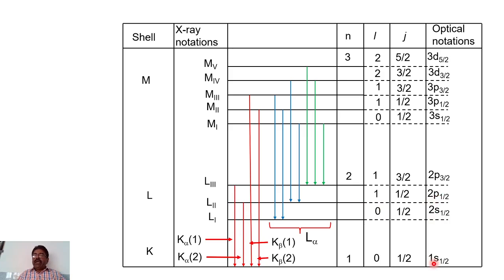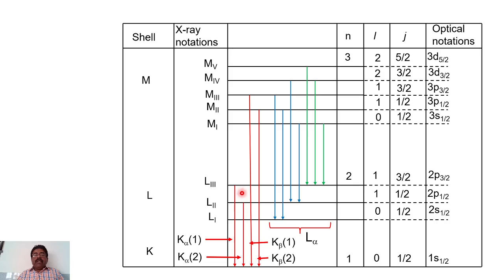See here, P to S, P to S. Therefore, delta L is S and P. Here L is equal to 0 and here L is equal to 1. So delta L is plus 1. That means these two transitions, from L third and L second to this K shell, are allowed. Therefore, only two transitions are shown here.